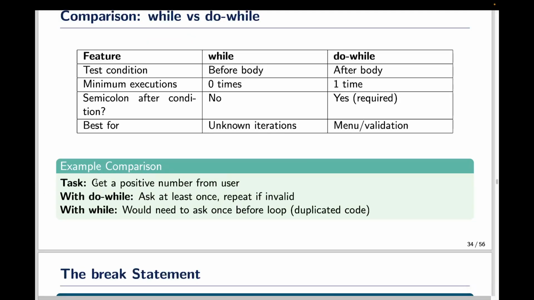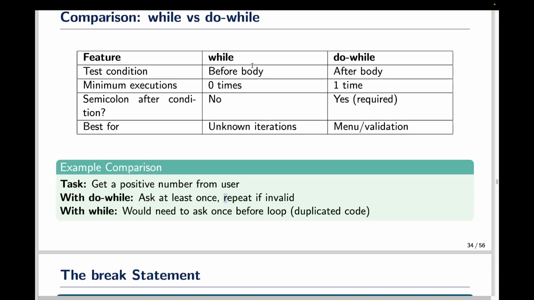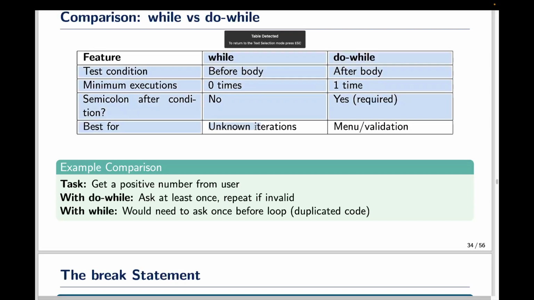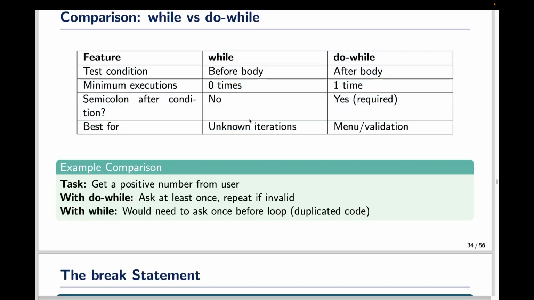An example comparison can be getting a positive number from the user. So this will continue to go on: ask at least once, repeat if invalid. With a while loop, you would need to ask once before the loop, duplicating code, which means before the while loop you will have to ask for a scanf. So this will be a scanf command before the while loop if you are using the while loop. But if you are using a do while loop, the loop body will run once, take the input, evaluate the condition at the very end, and then go on further. So the do while loop is good for menus and validation whenever you want to do it.